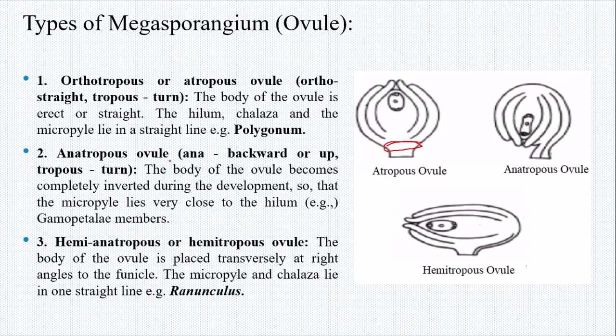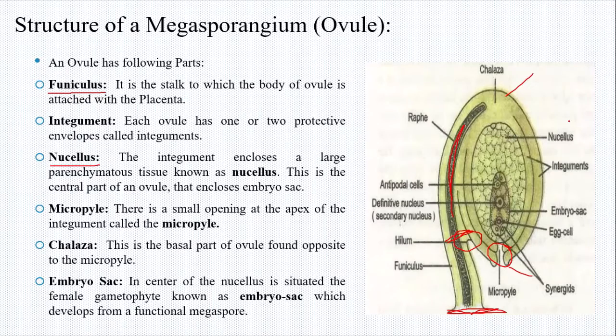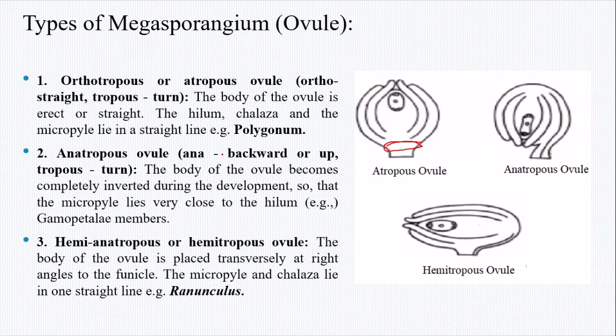Second one is an anatropous ovule. You have seen a detailed structure of anatropous ovule here. So in the anatropous ovule, the body of the ovule becomes completely inverted due to development when the funicle develops very much. So it gets somewhat inverted, and in this situation, the micropyle comes very near to the hilum. Here the micropyle and this is the hilum, so they come very close to each other. It is found mostly in the members of gamopetalae.